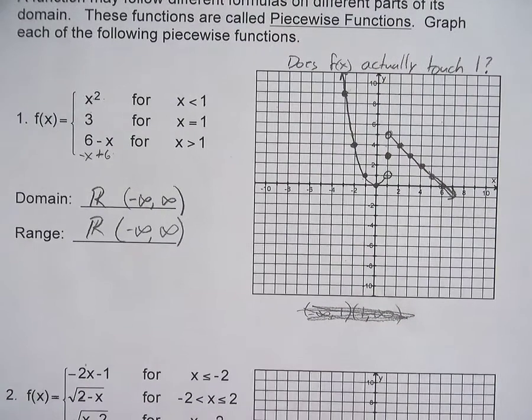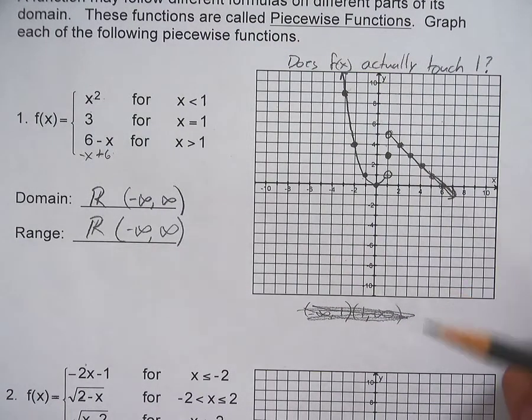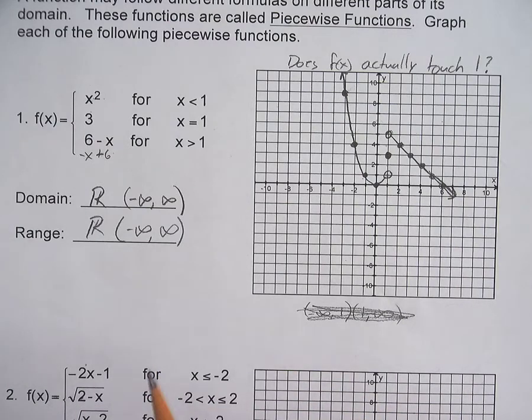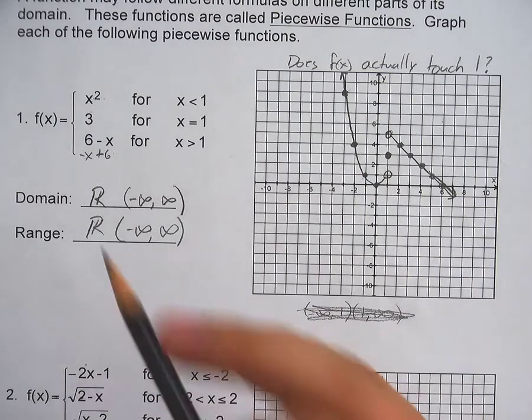Okay? So that's just a little background. Again, you're looking at, is there any x that I do not touch? That'll tell you your domain. Is there any y I do not touch? That'll tell you your range.